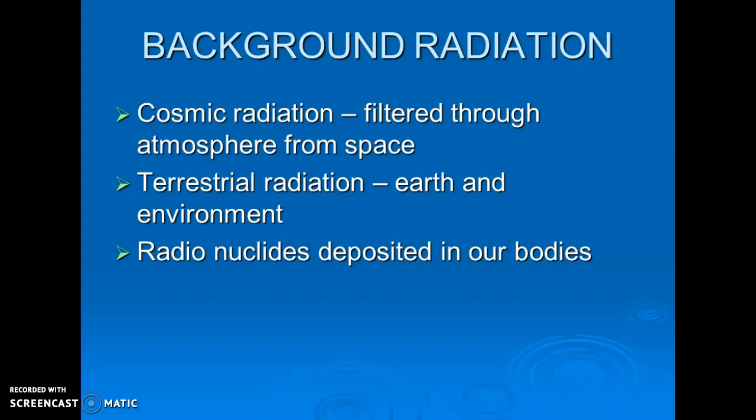Terrestrial radiation means the rocks and elements that are on Earth that naturally emit radiation. And I put in here that radionuclides deposit in our bodies. There are elements from the cosmic radiation, terrestrial radiation, or even medical purposes where we use radiation, like in the treatment of cancers and infections and things, where that radiation does come from our bodies out back into the air around us.